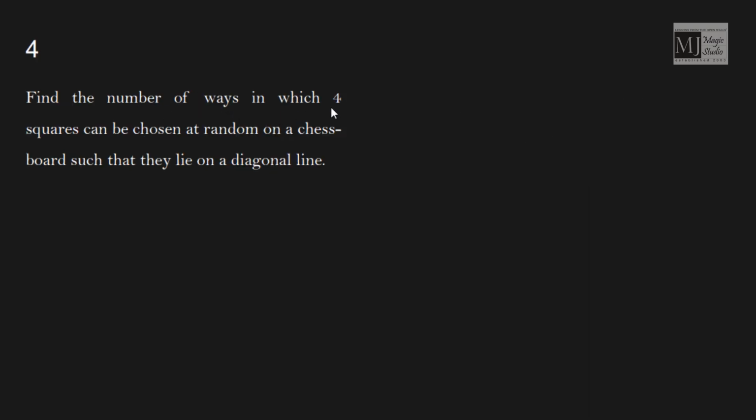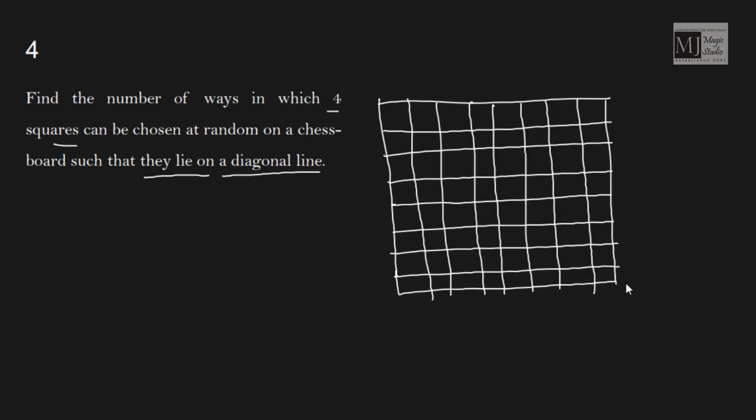Find the number of ways in which 4 squares can be chosen at random on a chessboard such that they lie on a diagonal. So let's see an 8 into 8 chessboard. So this is an 8 into 8 chessboard. Let us name it A, B, C, D. We need to choose 4 squares which should be on a diagonal.